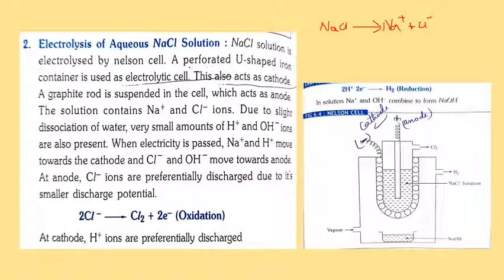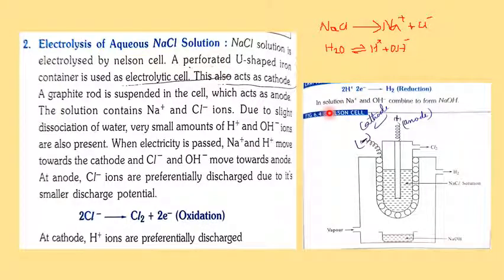Cl minus. Next, this solution also contains H2O. H2O also dissociates slightly into H plus and OH minus. Okay, listen. NaCl dissociates into Na plus and Cl minus. H2O dissociates into H plus ion and OH minus.